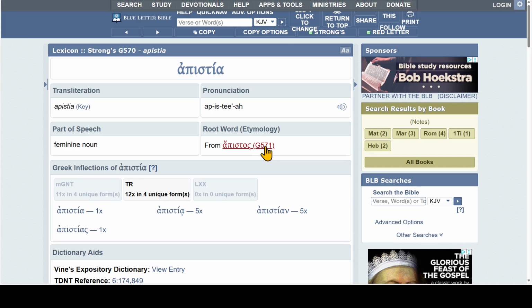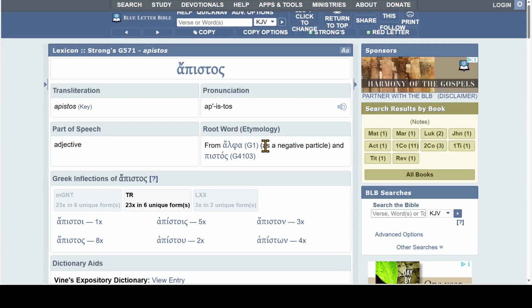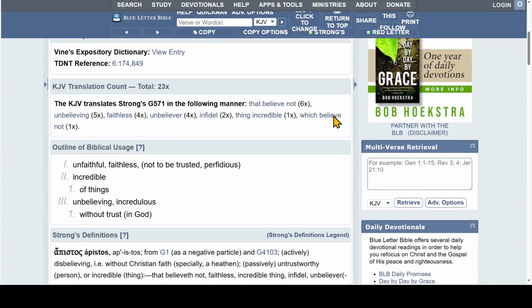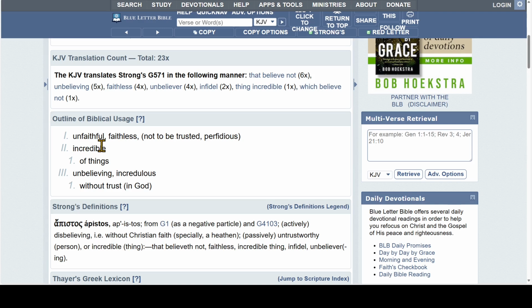So if we click on there from the root word, and this is the root word, Strong's G571, apistos. Apistos. You hear the difference? Apistios and apistos. So this is the root word. And what does it mean? Let's go a little deeper. Unfaithful, faithless, not to be trusted. Oh my goodness. So if you were teaching this, it will take you to a whole different level and deeper dive into your Bible study. And that's the whole purpose of what we're doing here.